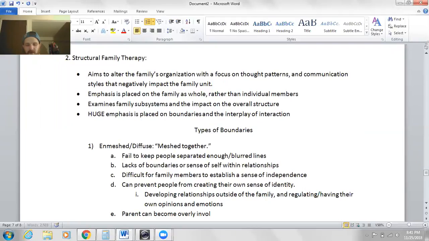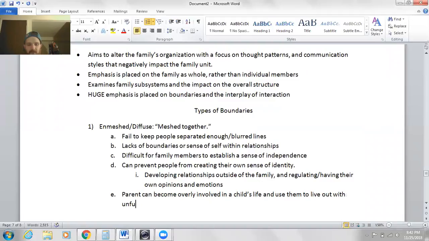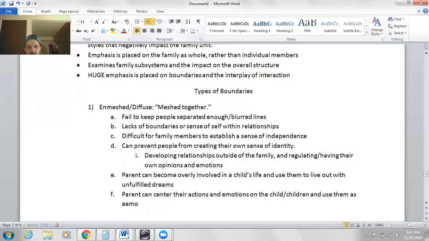become overly involved in a child's life and use them to live out their unfulfilled dreams, like force someone into doing something that they might entirely not want to do, as well as the parent can center their actions and emotions on the child or children and use them as an emotional support.